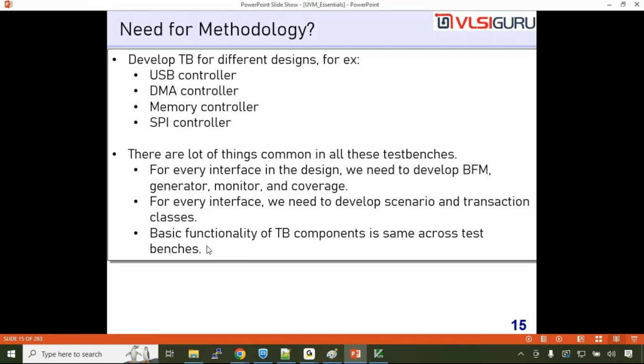See, UVM cannot give you an APB driver. Can it give an APB driver? Because it will then become very specific to the APB protocol. UVM cannot give you a mem transaction because then it will become specific to memory. They will give you common things like UVM transaction, UVM driver, UVM monitor, where the base functionality is present. From that, you extend and implement the required function.